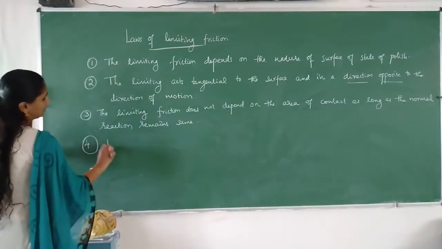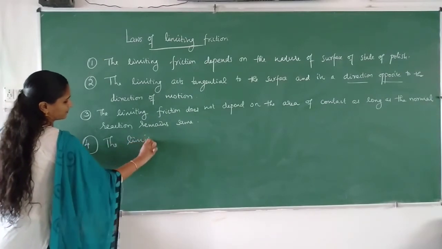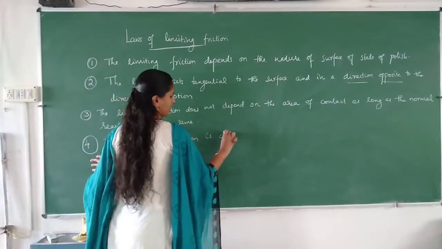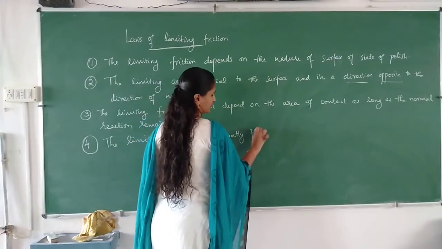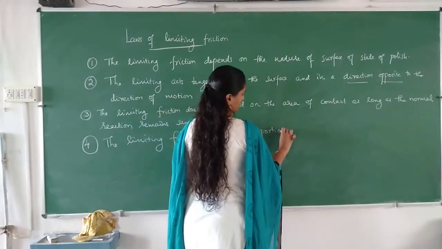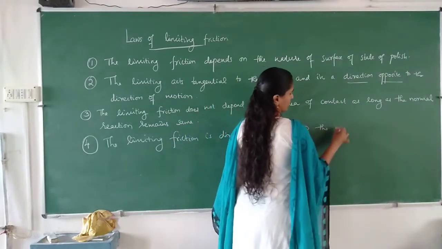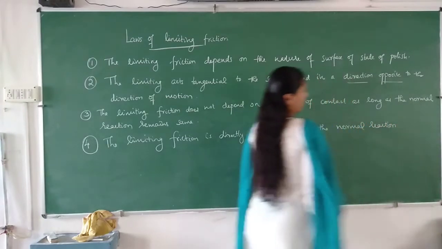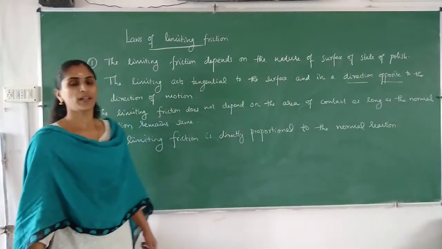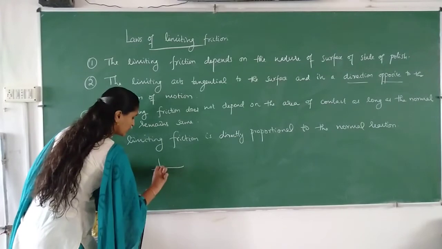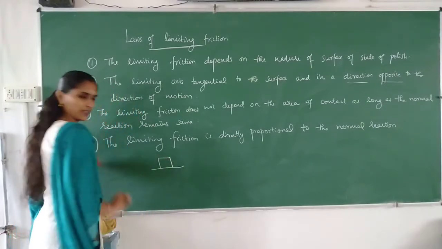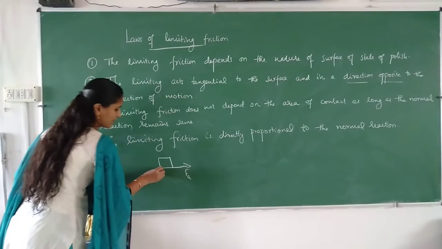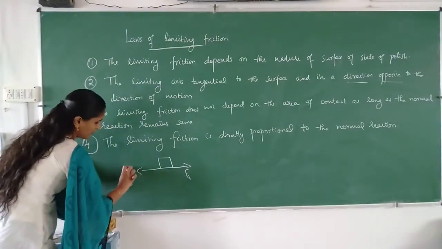Now the last one: the limiting friction is directly proportional to the normal reaction. Okay, so here you can see that an object is there over the surface of another object. Our applied force, for example, is in this direction, and static friction will be acting in this direction.